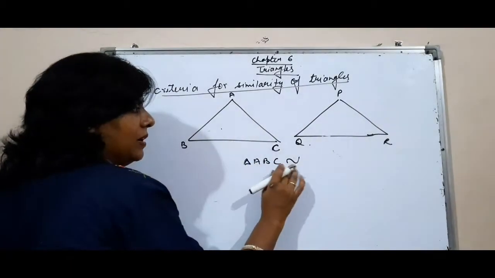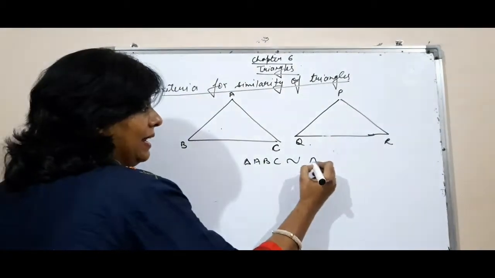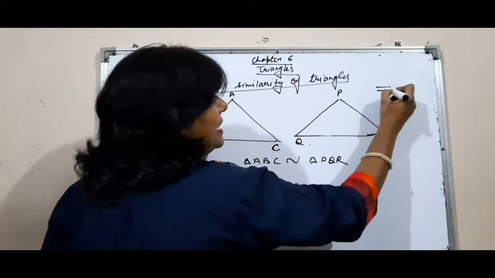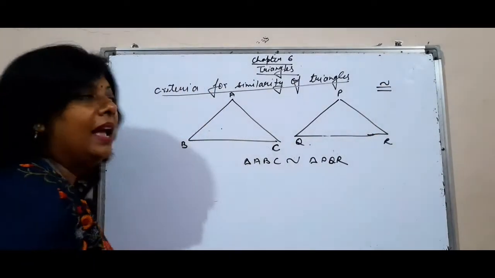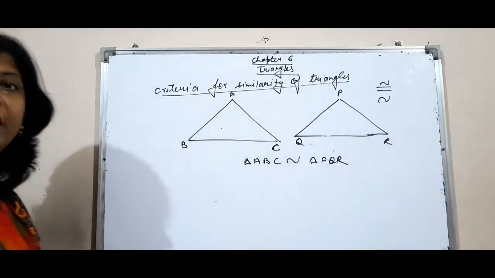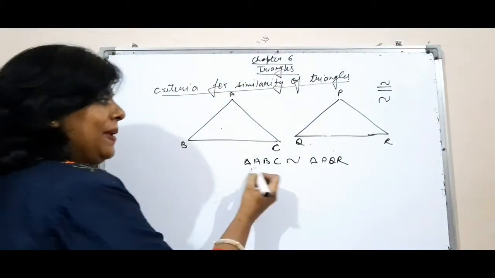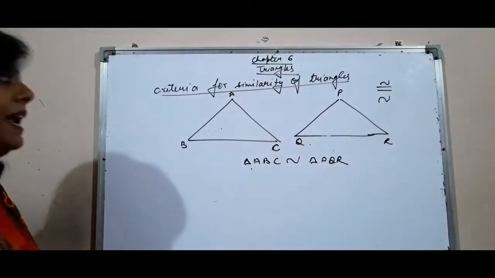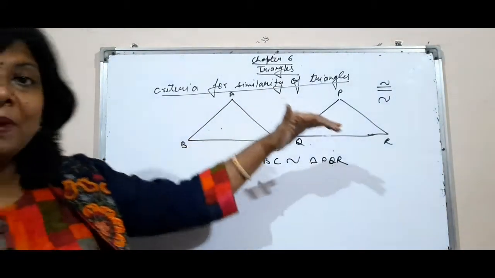This is the sign of the similarity. Triangle ABC is similar to triangle PQR. Like we are having this sign for the congruency, and this sign we are having for similarity. Okay. Now triangle ABC is similar to triangle PQR. It means their shape is same.